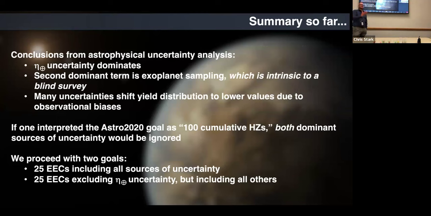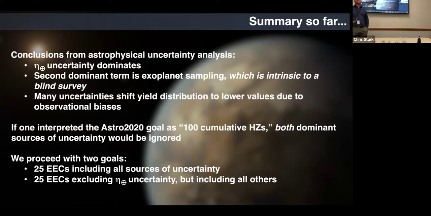Now, we'd like to use these uncertainties to figure out how to budget for them. How do we build a mission that can budget for that distribution and still achieve the science that we want to do? And to do that, you have to choose your yield goal. And I showed you earlier that the Astro2020 decadal said thou shalt detect and characterize 25 exoEarth candidates. But it's kind of confusing, because they also said thou shalt detect and characterize 25 exoEarth candidates under the assumption that eta Earth is 0.25. And then later they said 100 cumulative habitable zones. And those are all different goals.